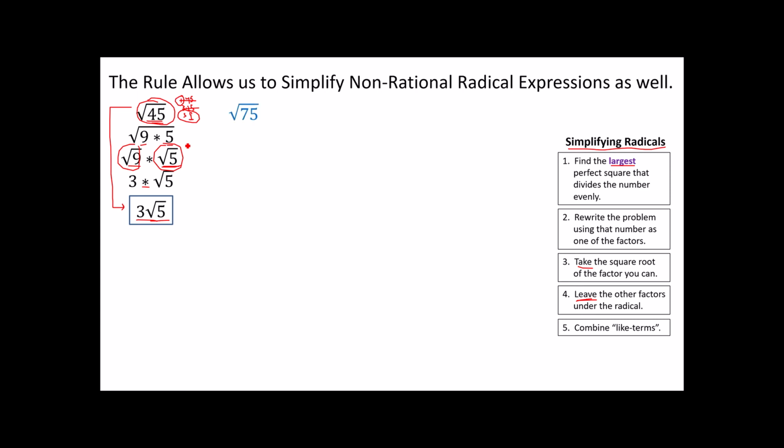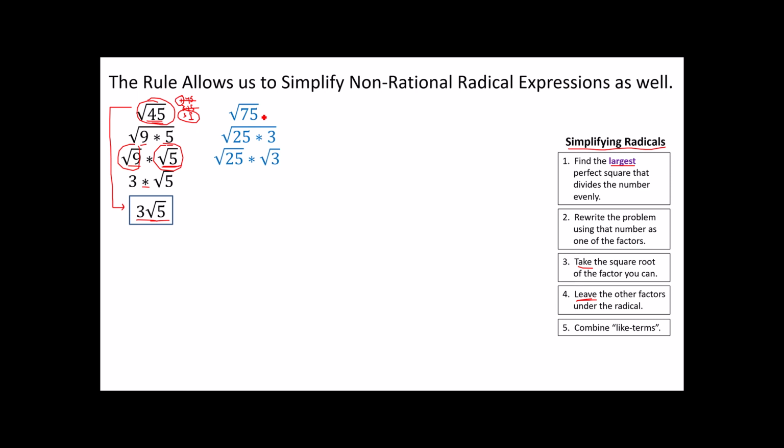The square root of 75 is not a perfect square, so I'm going to look for the largest perfect square factor. So I think through this. 1 times 75, 2 doesn't work. 3 times 25, 4 doesn't work. 5 times 15. I'm going to go through there and I'm going to think about all the factors of 75, or all the factor pairs. Hopefully you've already realized that 25 is the largest perfect square factor.